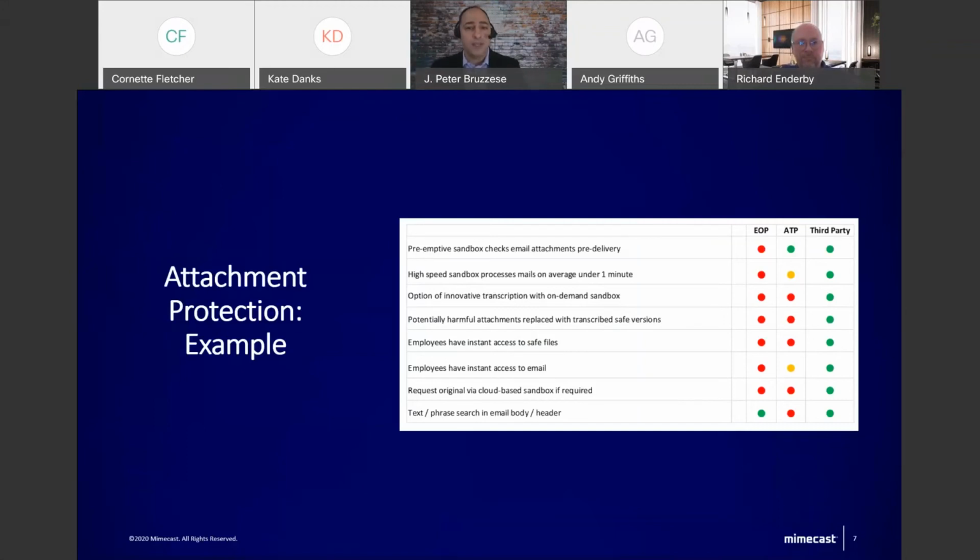So they do use sandboxing, but they also have this static file analysis, which to me is not just cutting edge, Richard, it's bleeding edge. And that's what I like to see out of my security solutions. I like to see some innovation.